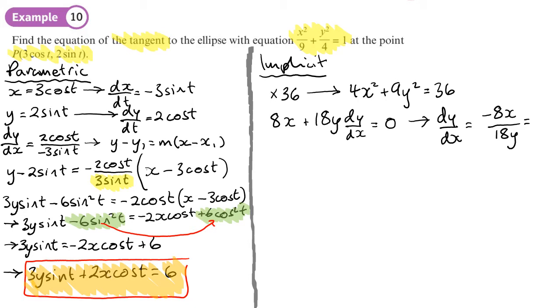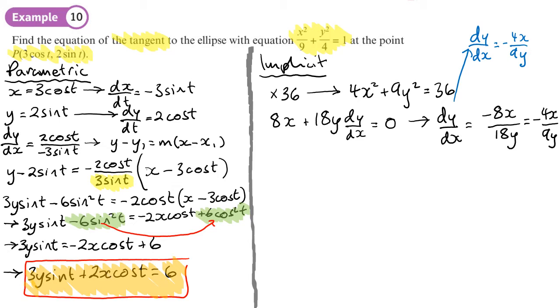If I divided both of those by 2, I'd get negative 9, not 9; 9 will be at the bottom. So negative 4x over 9y, so that's my gradient function. Okay, so I'll now want to find out, let's just write down up here that we've got our dy dx, so dy dx equals negative 4x over 9y.